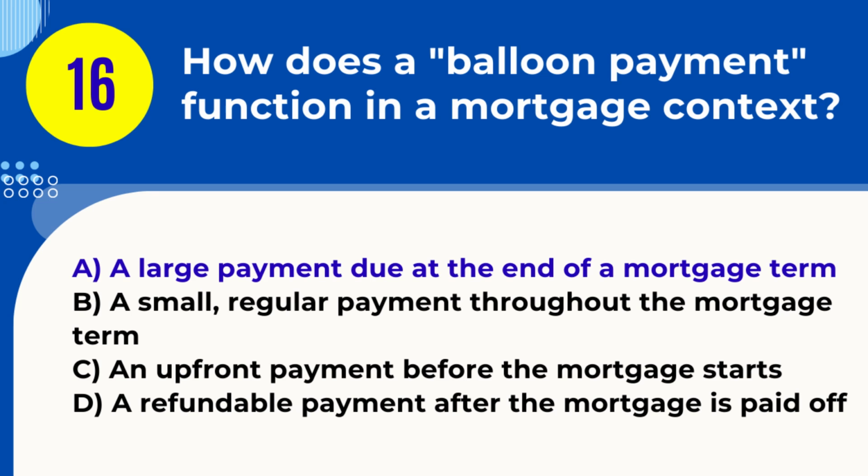Answer. A. A large payment due at the end of a mortgage term. Explanation. A balloon payment is a large lump sum payment due at the end of a mortgage term, typically after a series of smaller regular payments.